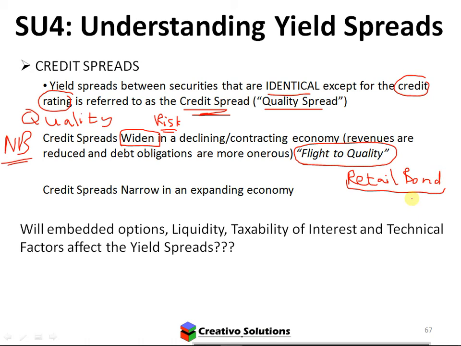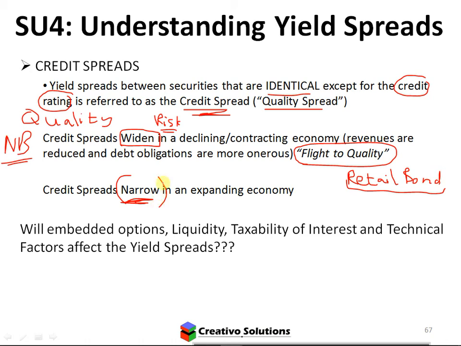If credit spreads narrow, what's happening? Is there more risk or less risk? There's no. In terms of? Yes. Okay.